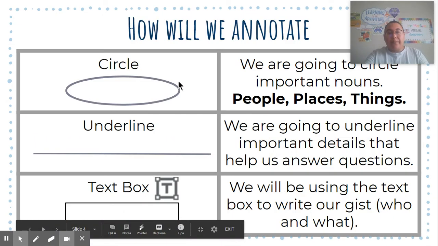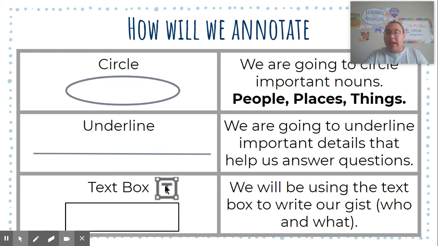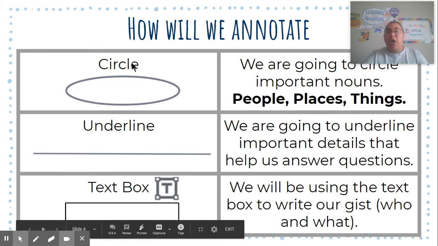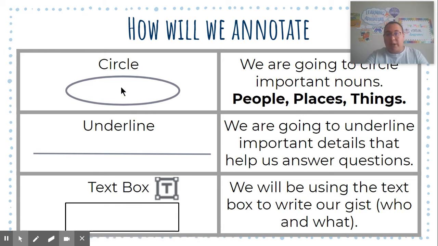So, annotating, we're going to use the circle, we're going to underline, and we're going to use a text box. When we circle important information, we're going to be circling important nouns. Now remember, nouns are people, places, and things. These are the things that we're going to use for a circle. When we underline, we're going to underline important details that help us answer the questions. These can be words in the story, sentences, or a phrase. That's what we use for underlining.